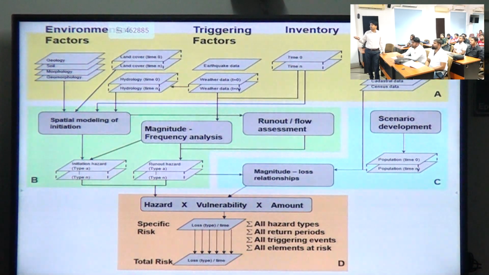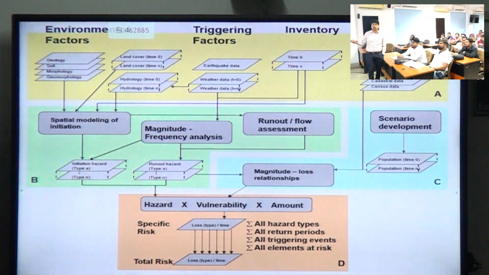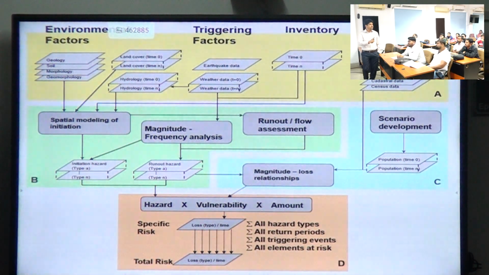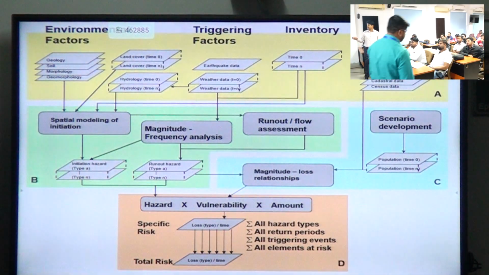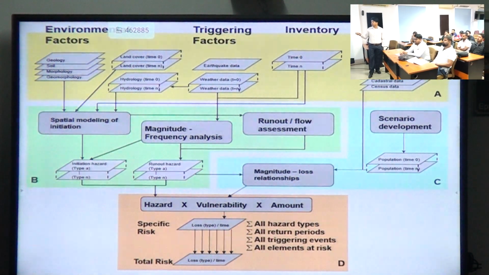So it is already embedded here. You can see the land use, land cover. So this is a very detailed analysis. First step, you do the susceptibility assessment. In the susceptibility assessment, you can do different things depending on the type of data that you have. Remember, every kind of assessment and modeling totally depends on the availability of the data source. You can't do everything with a limited data set. So you can do magnitude frequency analysis, or you can do runout flow assessment also.